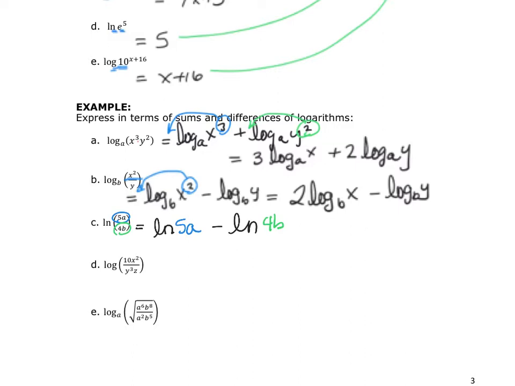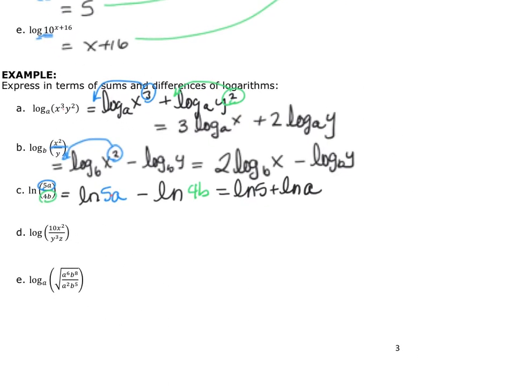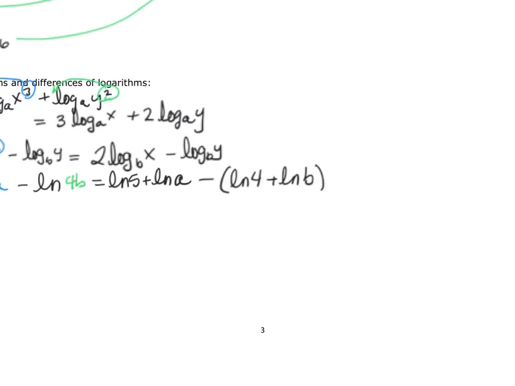Between 5 and a, that is multiplication. So I'm going to break that apart with the product rule. So this is going to be equal to the natural log of 5 plus the natural log of a minus. Now I put a parenthesis here because I know what's going on between 4 and b is multiplication. So it's going to be the natural log of 4 plus the natural log of b. And I'm breaking those apart with the product rule. And I can leave the answer like that. That's perfectly a legitimate answer.